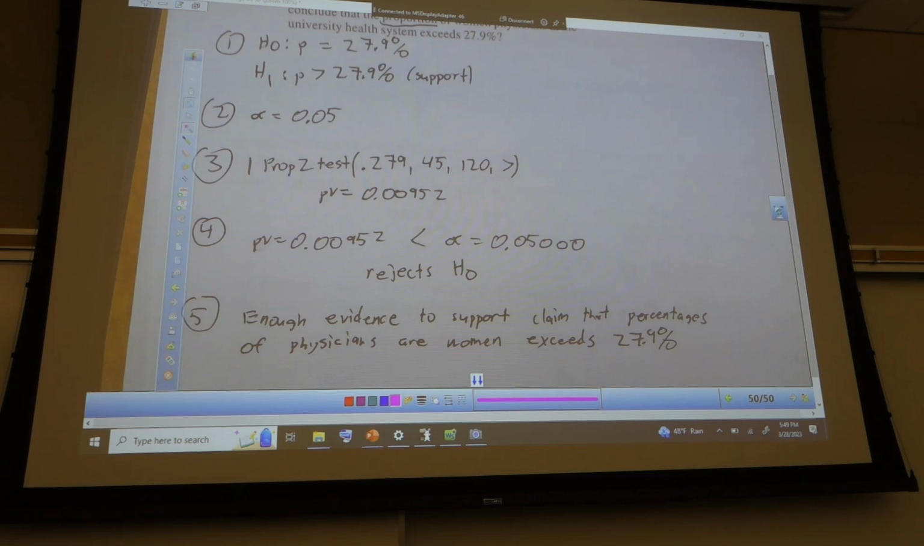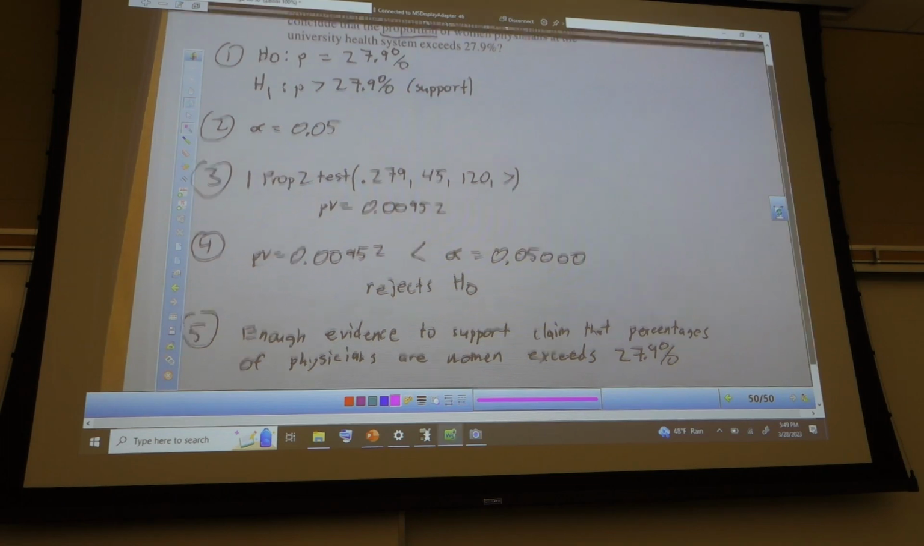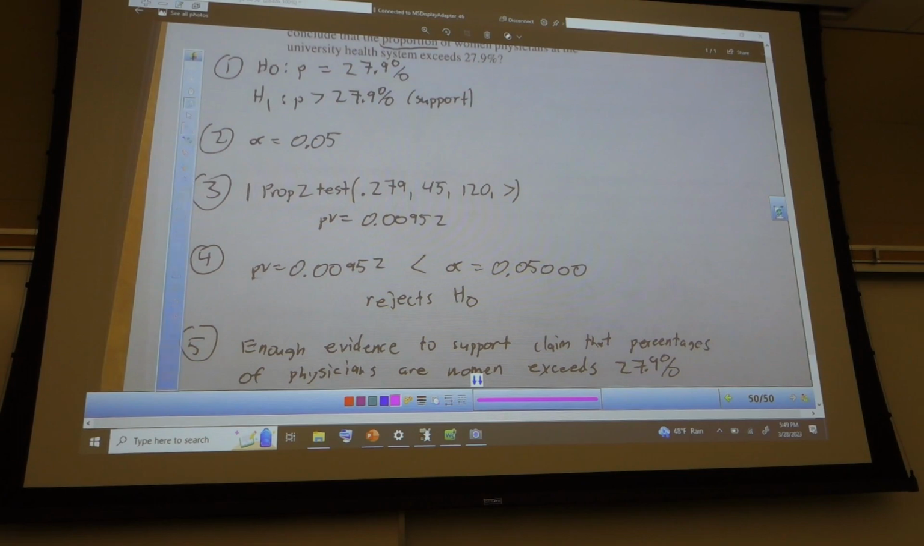Okay. Well, how'd you get H naught is P equal to 27.9%? Well, because that's the claim. Yeah, it comes from the claim. What's the claim? That P is greater than 27.9. So that's your claim, and look how you put the word support next to that. That's awesome. And then H naught would be the same thing, only with equals. Great. And then alpha 0.05, because that's your alpha.